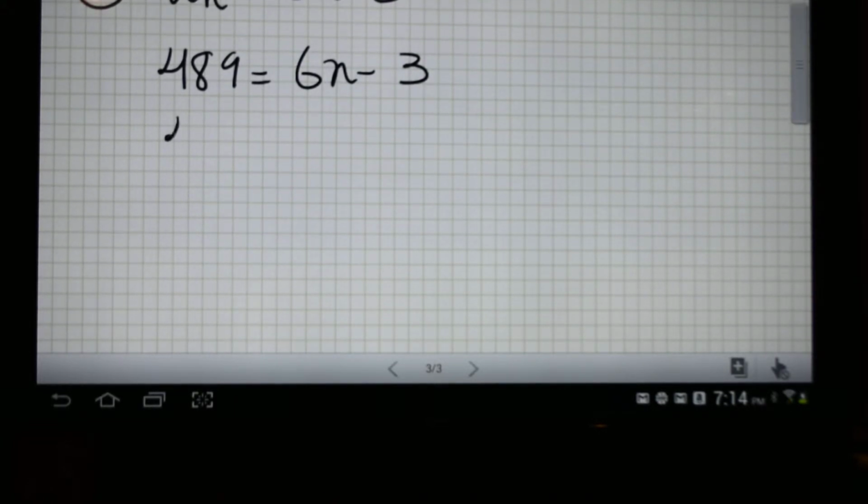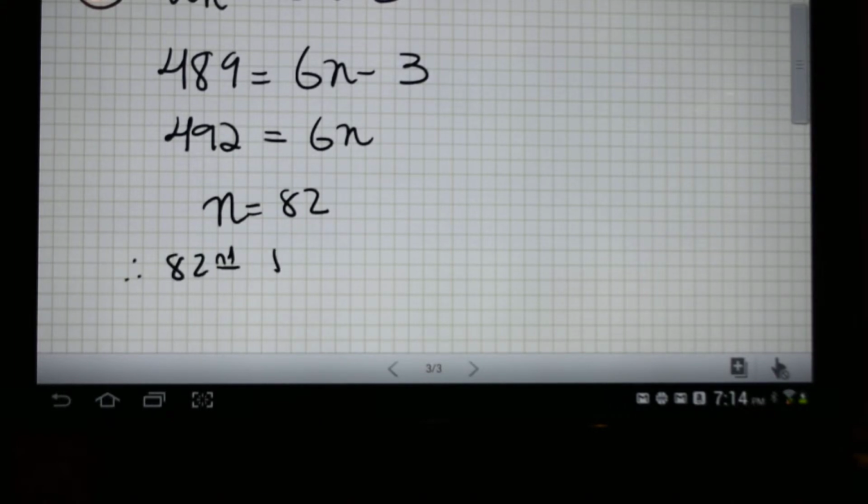So we have 492 is equal to 6n, and n... should I get my calculator or do it by hand? Is it shorter? Probably quicker to do it by hand. 492 divided by 6, 82. Okay, n equals 82. So it's the 82nd term, and therefore 489 is in the sequence.